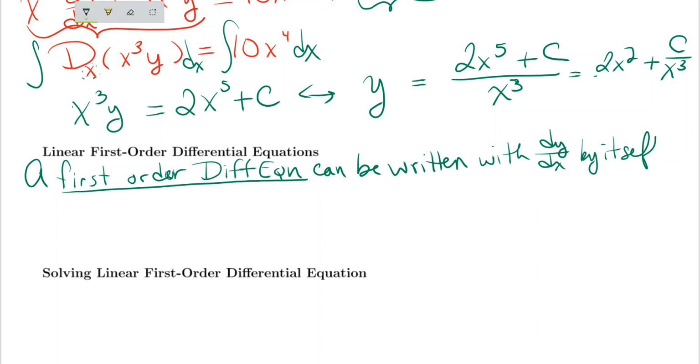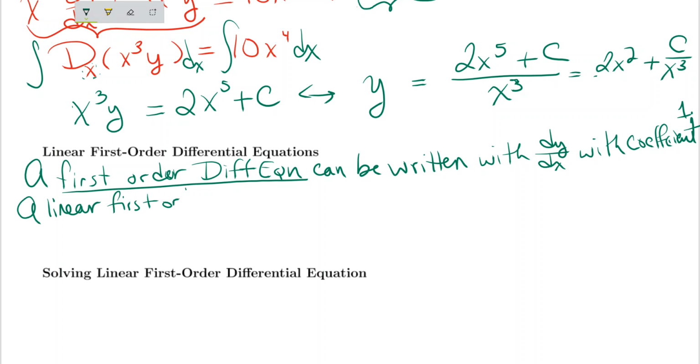I don't like how I wrote that. I'm going to rewrite that. Not by itself, because that's a little confusing. With coefficient 1. That's better. I really want this to fit in one line. Coefficient 1, aka by itself. A linear first order differential equation has the following form.